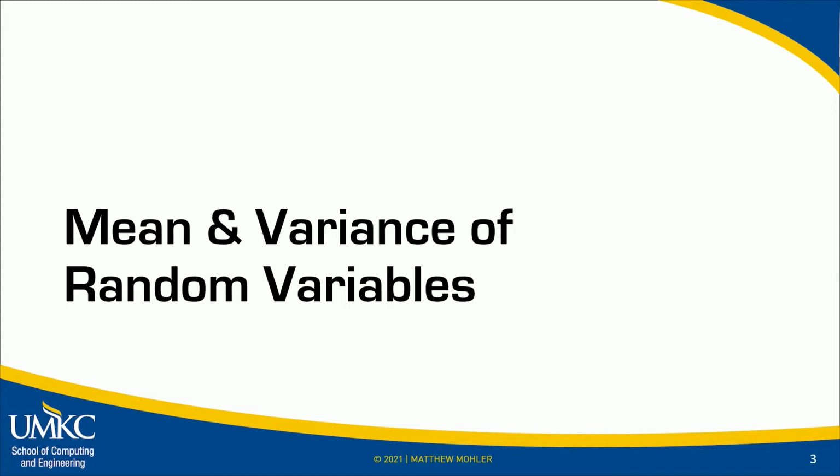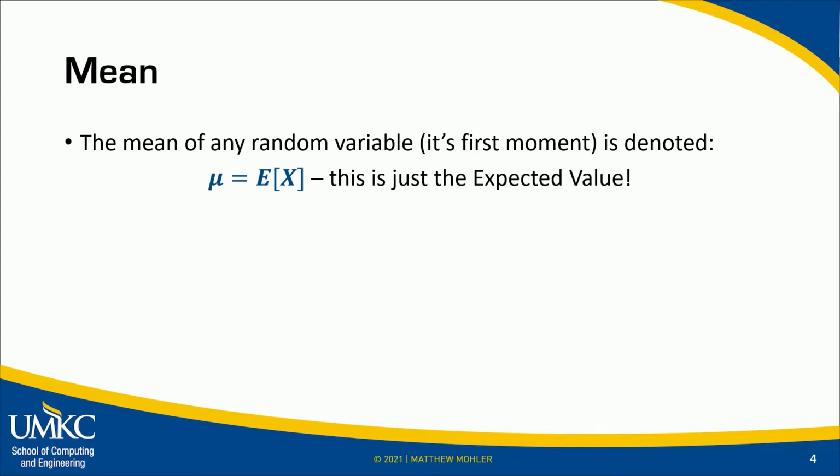The first section that we're going to look at is the mean and the variance of random variables. So the mean of any random variable, also known as its first moment, is basically denoted as the Greek letter mu. And specifically, we're going to say that mu is equal to the expected value of x. It literally is just the expected value. It is the average possible outcome of a given random variable. So in this case, the mean is the expected value.